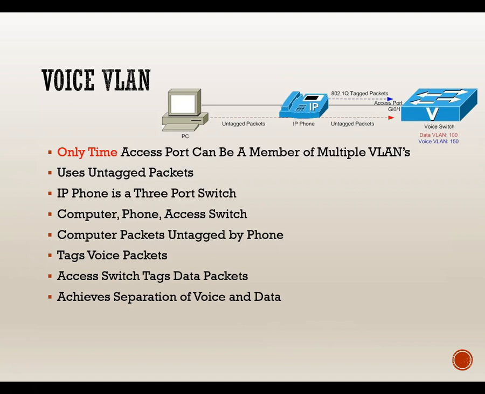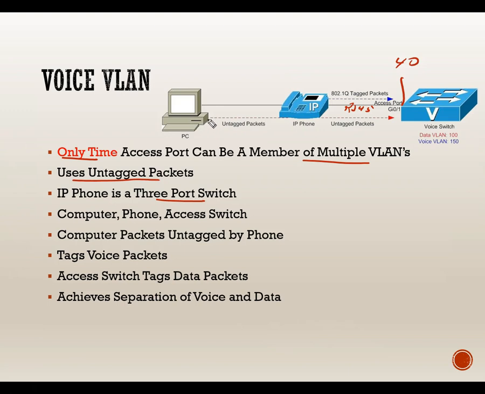The voice VLAN is the only time an access port can be a member of multiple VLANs. It uses untagged packets. IP phone, the phone itself is a 3-port switch. So we have the computer, phone, and the access switch. We plug the phone into the switch. This is going to be the RJ45 that goes to this switch. The switch is on a VLAN. Let's say it's VLAN 40, data VLAN 40.